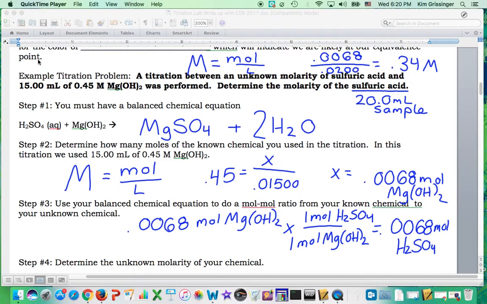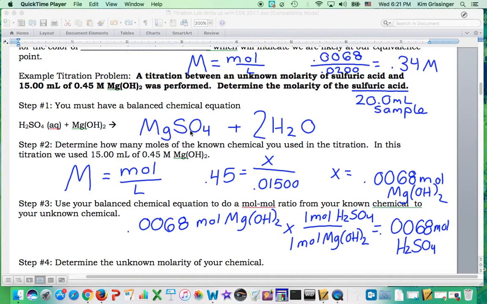If you look in your paper, you have an example titration problem right before you get to the actual procedure. It says there was a titration between an unknown molarity of sulfuric acid and 15 mL of magnesium hydroxide used. We want to determine the molarity of the sulfuric acid. I apologize, because somehow I deleted it before I printed the paper out, but the sulfuric acid is a 20 mL sample. So that's how much of the acid we started with. In the lab we did yesterday, you were starting with 10 to 15 mL samples of hydrochloric acid, but it's the same idea.